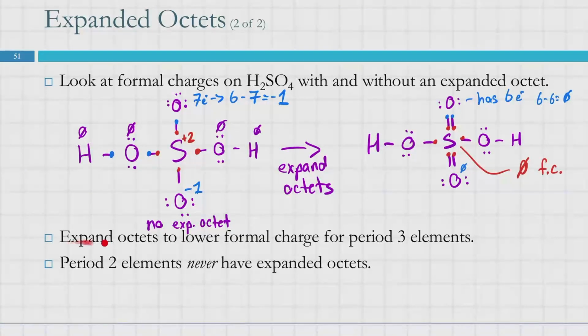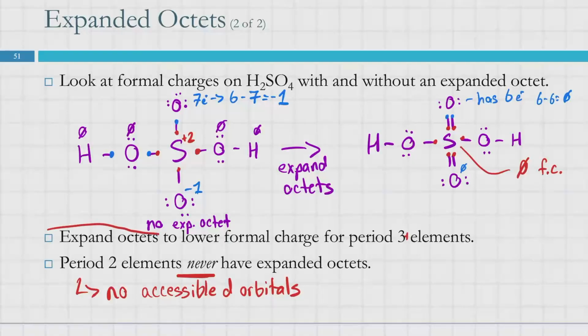So our takeaways: we can expand octets to lower formal charges for period 3+ elements. If they're in row 3 or below, we can expand octets. Period 2 elements never have expanded octets. If they're in the second row, they don't have d orbitals, and so we can't expand their octets. They don't have accessible d orbitals.